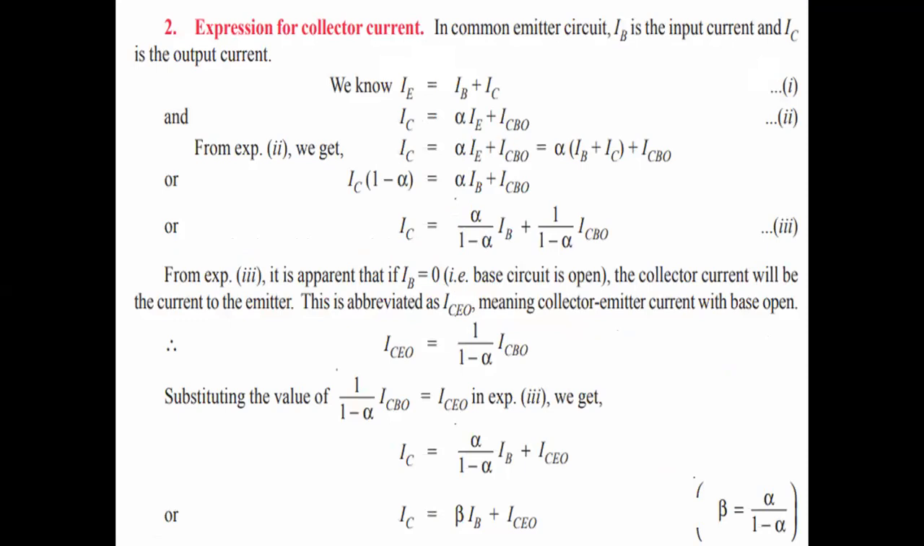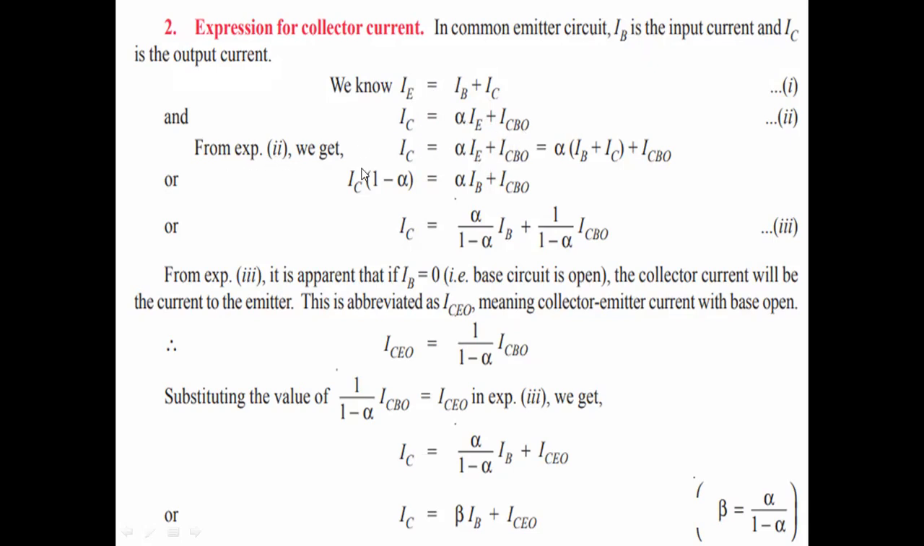So these are the expressions for the collector current. You may read them on your own, no problem, you will get them easily. Here IB is the input current, IC is the output current, and IE is equal to IB plus IC. And IC is equal to alpha into IE plus ICBO. This is the equation from the common base configuration.